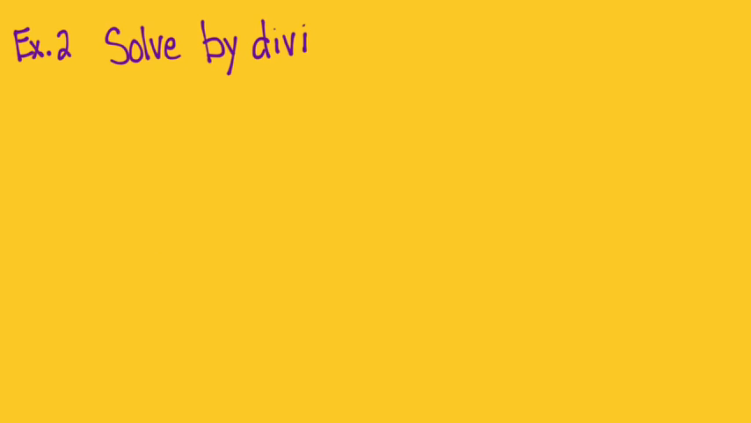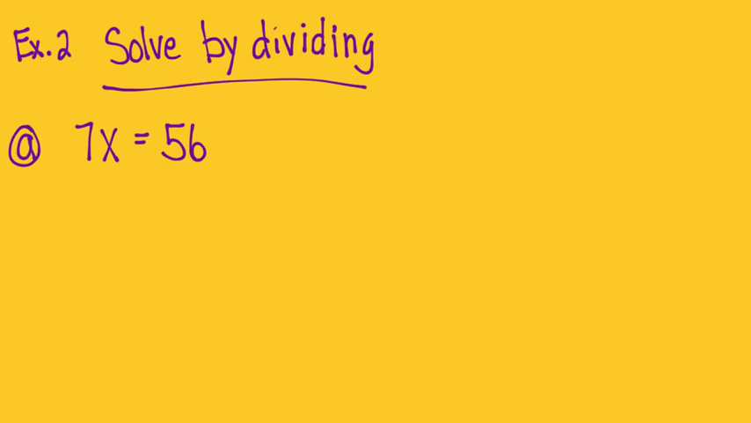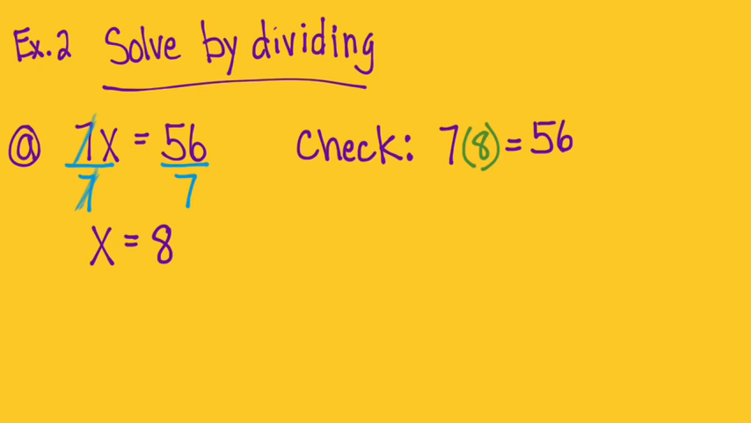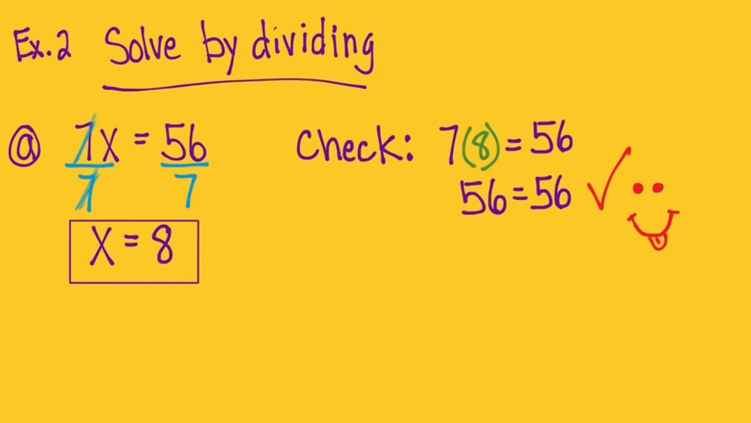Now let's look at solving by division. We're going to be solving by division because these are multiplications that have to be inverted by dividing. So we have 7 times x. That's multiplication. In order to solve for it, I use my inverse operation, dividing off the 7 from both sides to isolate x, and I get x equals 8. I can check that, and of course 7 times 8 is 56, so I know this is the correct answer.